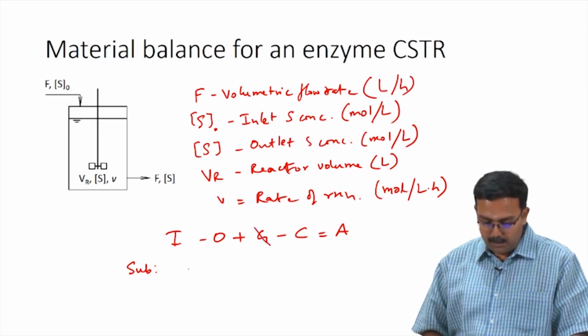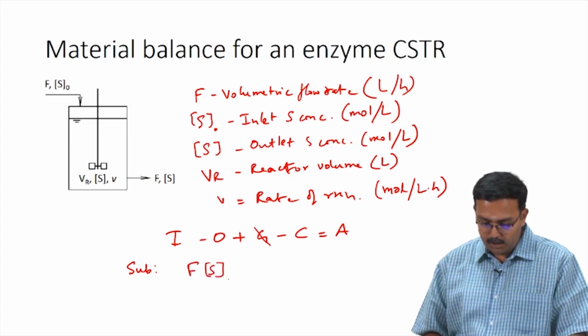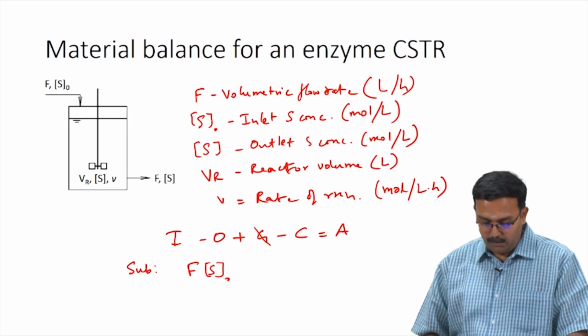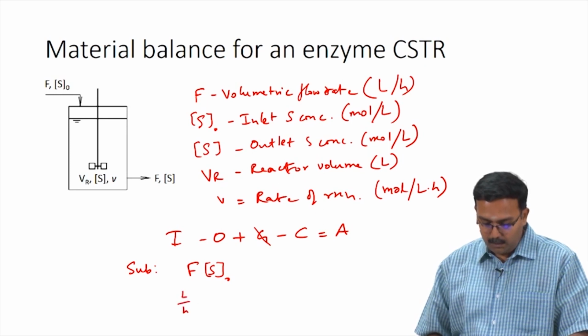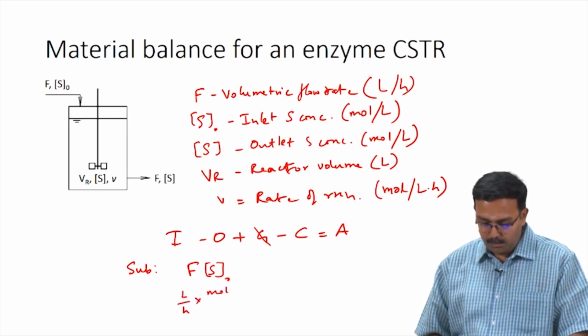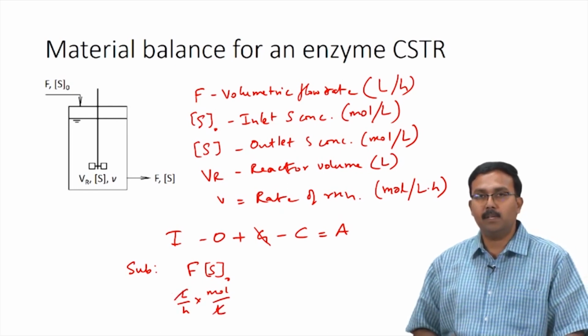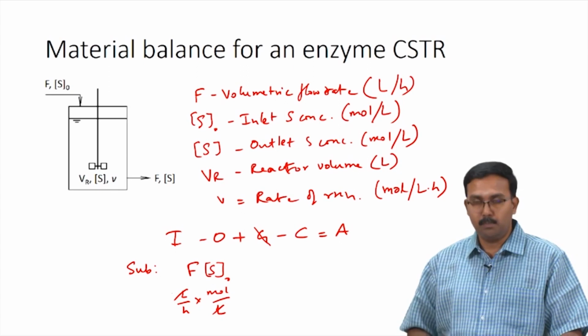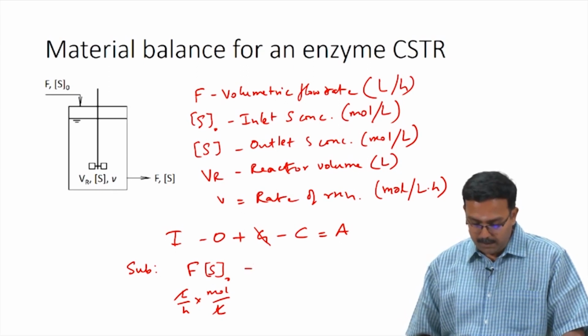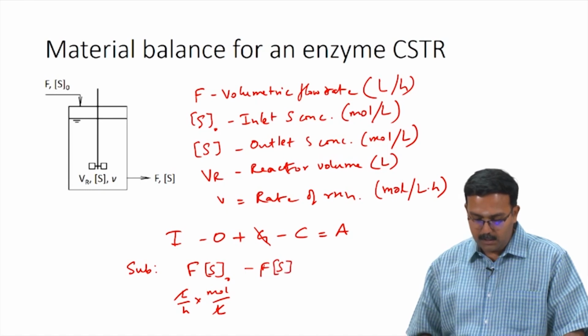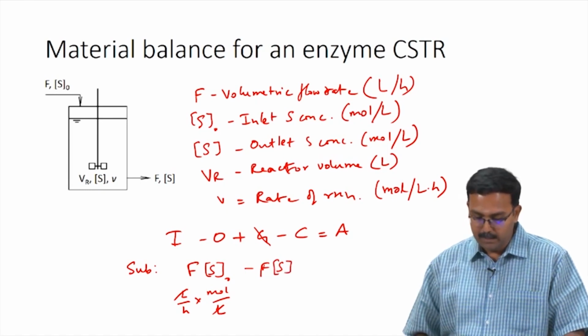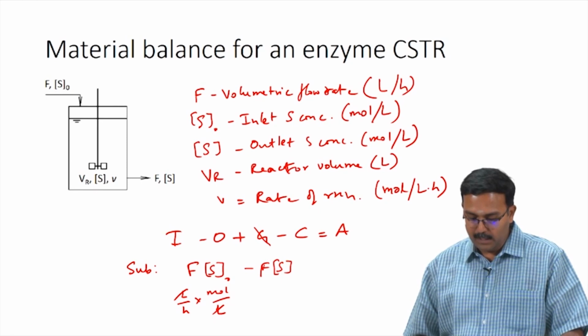So, the input would be F times S naught. This gives us a unit of liters per hour times moles per liter, giving us moles per hour. So, the balance equation we are writing is for moles per hour, minus F times S, which is the substrate concentration in the outlet stream, and these two will be of the same units.